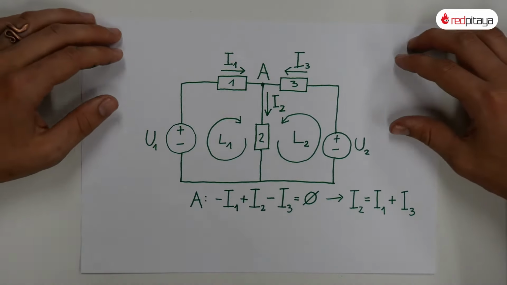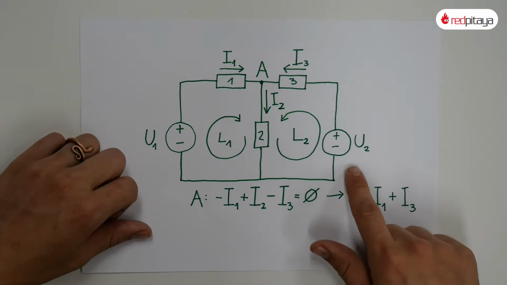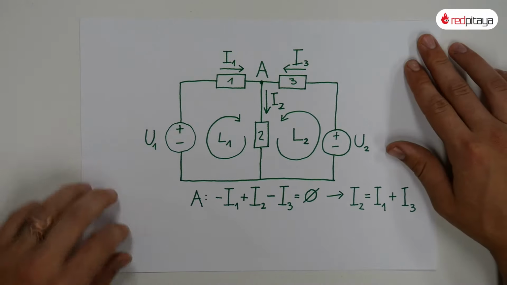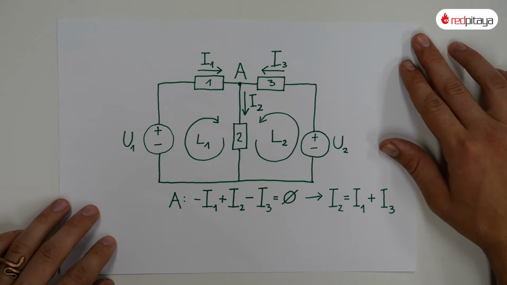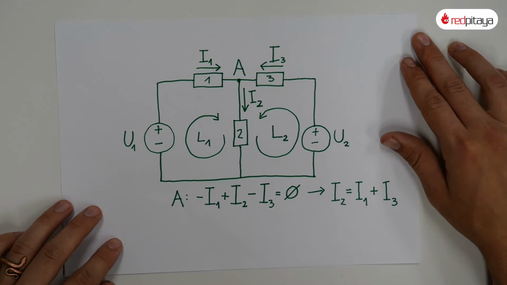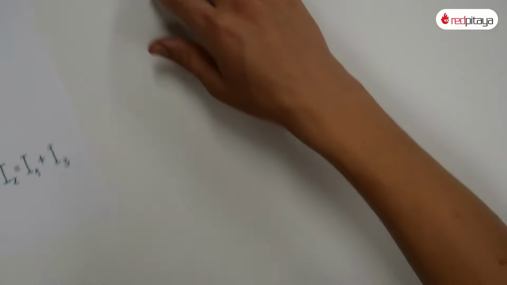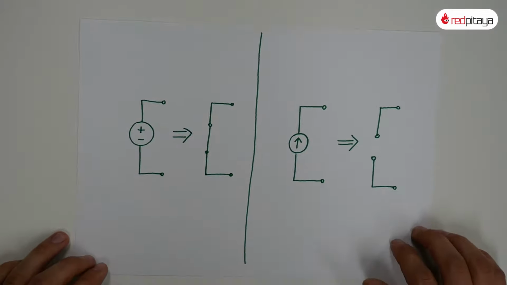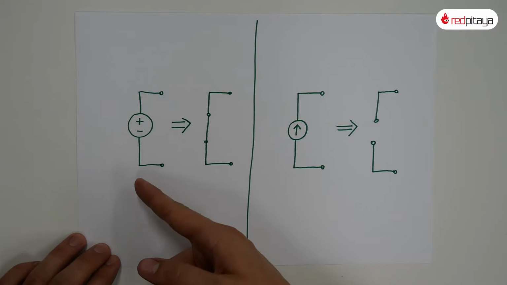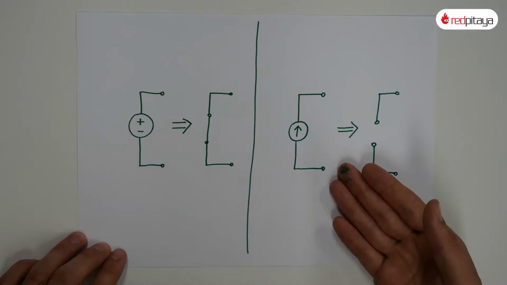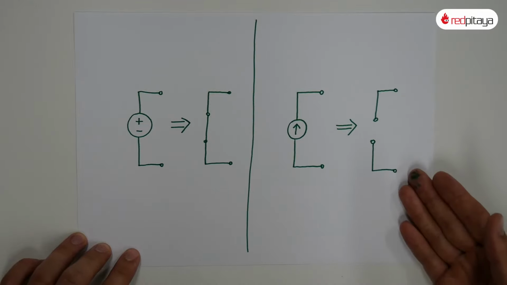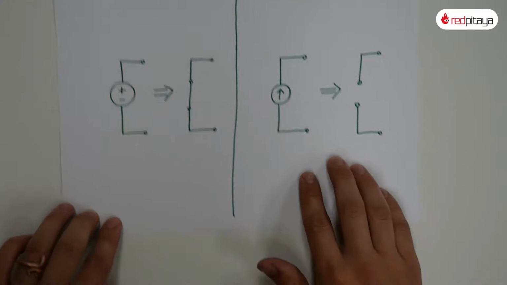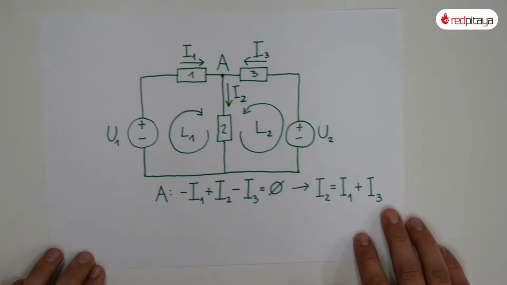According to superposition method, you can disconnect all but one voltage or current source. Then solve the circuit. Do this for all sources and sum up the results to get the actual currents and voltages in the circuit. A word about disconnecting sources first. To disconnect a voltage source, you replace it with a short circuit. And to disconnect a current source, you replace it with an open circuit. Let's see how one would apply superposition method on this circuit.